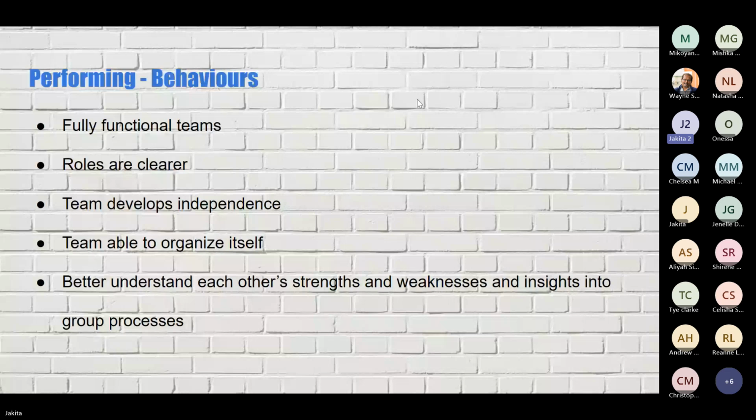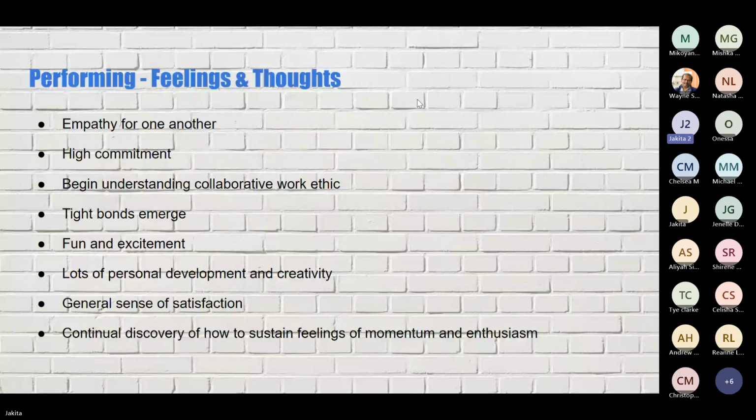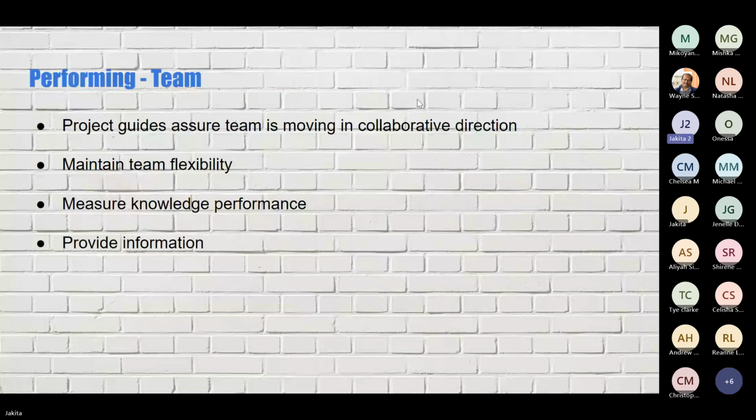In terms of thoughts, at this stage you would have formed a particular relationship with the members. They will be showing empathy for one another. They will have a high commitment. They begin to understand collaborative work ethics. Tight bonds emerge. Of course, there is fun and excitement, lots of personal development and creativity, a general sense of satisfaction, and continual discovery of how to sustain feelings of momentum and enthusiasm. In terms of the team itself, it will maintain team flexibility, measure knowledge and performance, and provide information.